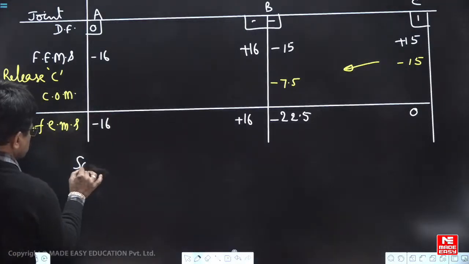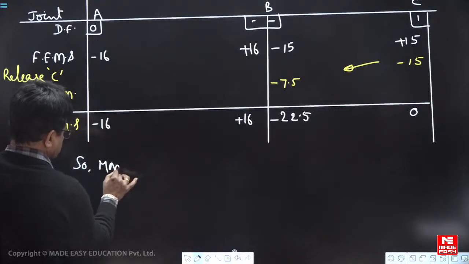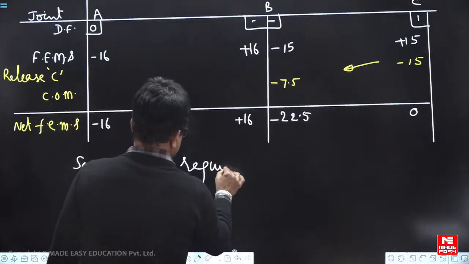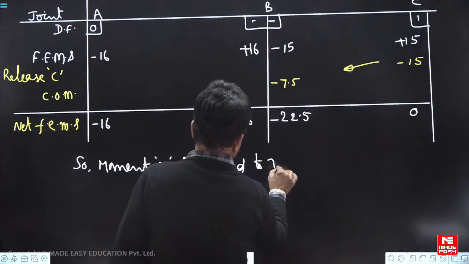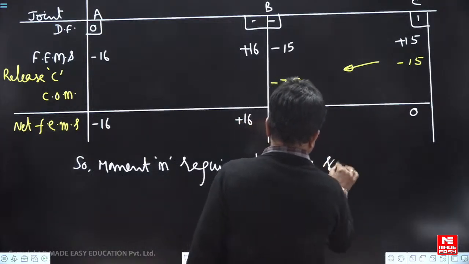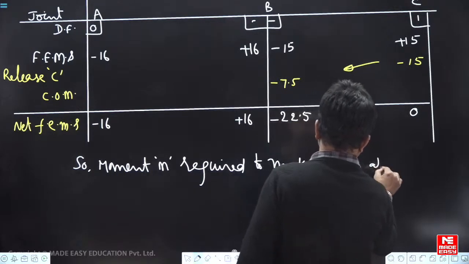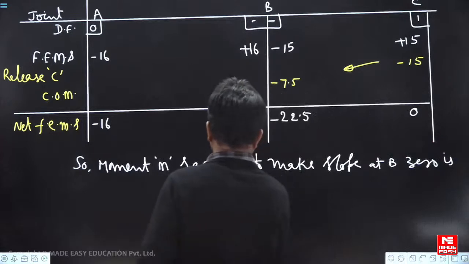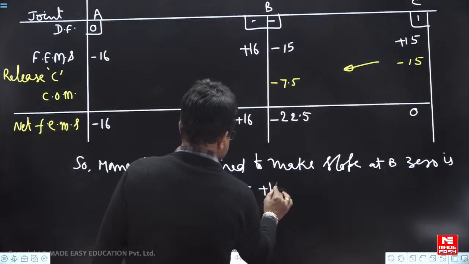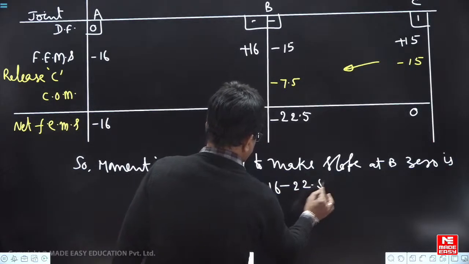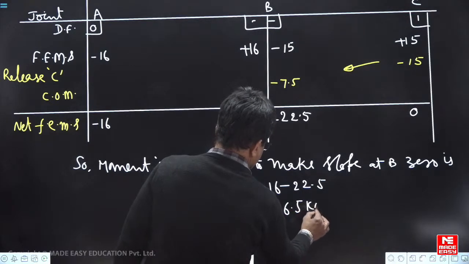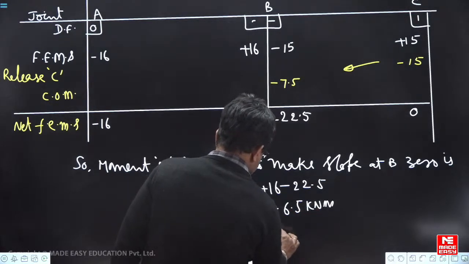So the moment M required to make the slope at B 0 is plus 16 minus 22.5, giving minus 6.5. Minus means what? Anti-clockwise.